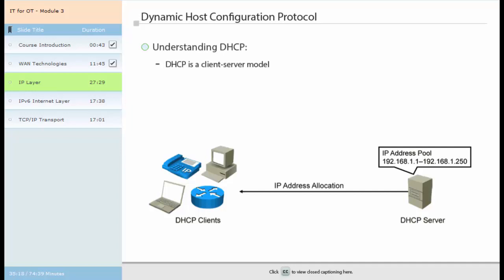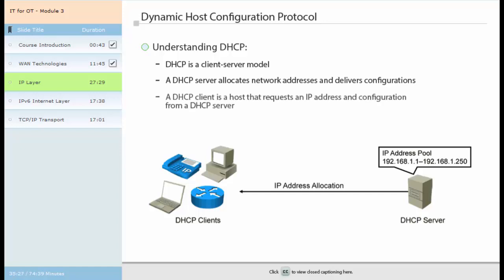DHCP is built on a client-server model. DHCP server hosts allocate network addresses and deliver configuration parameters to dynamically configured hosts. The term client refers to a host that is requesting initialization parameters from a DHCP server.